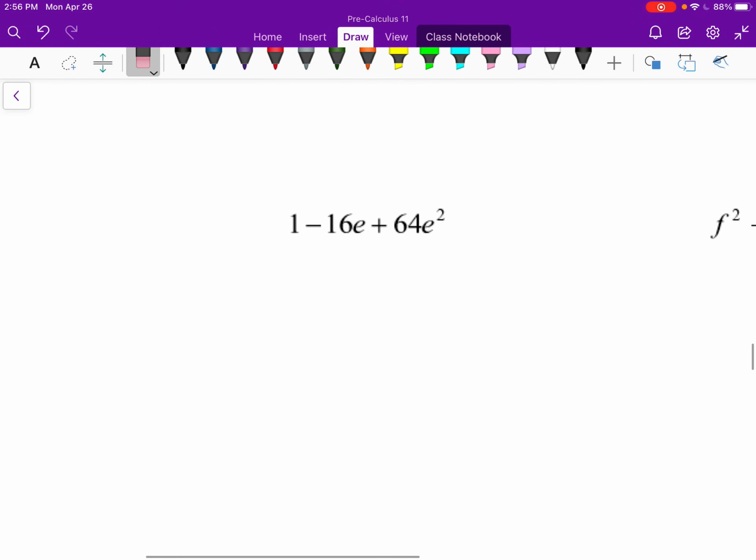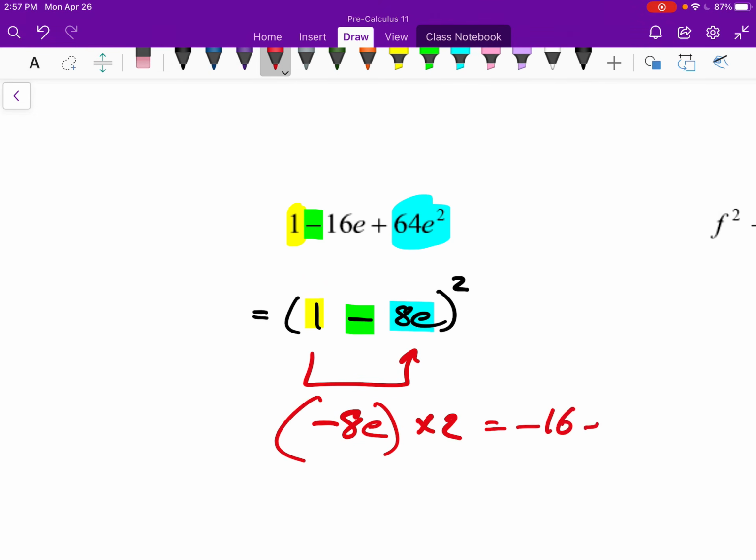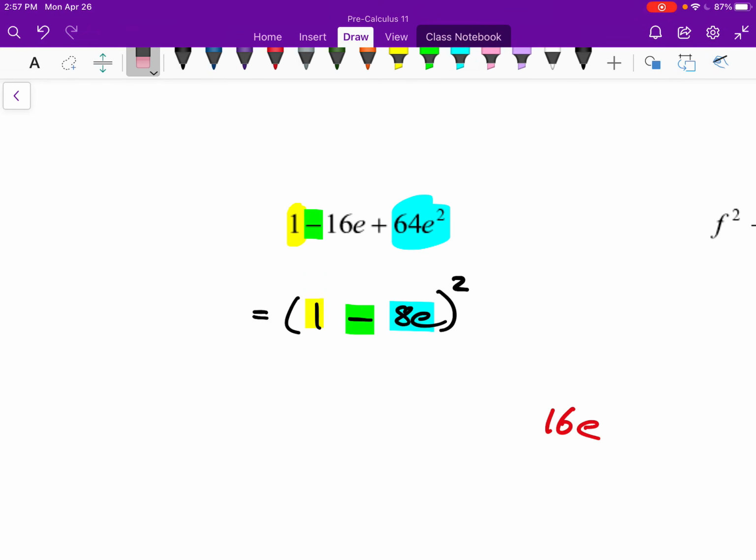Let's look at this one. Same idea. Looks promising, okay, because those are definitely perfect squares. So 1 minus 8e. So again, if this is a perfect square, it has to be in this form. And again, the minus in the middle because I'm subtracting 16e in the middle. But is that 16 correct? Let's see. It should be the same as 1 times negative 8e, which is negative 8e, times 2, which is negative 16e, which is exactly what I have there. So I know I'm good. So that really was a perfect square in the end.